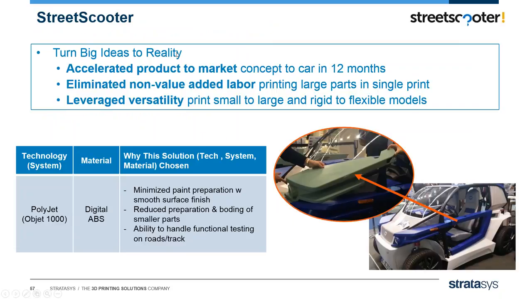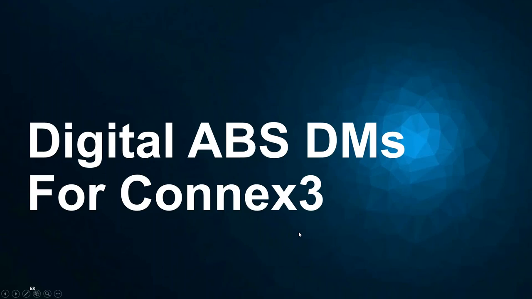Another nice story is the Street Scooter story. You have already seen this car 2 and 3 years ago at our exhibition in Frankfurt. Why did they use these printed parts? The whole chassis here is more or less printed for the first two cars in digital ABS green. This accelerated the product to market, eliminated non-value-added labor, and shortened the time to have these parts ready. After a lacquering and sanding process, those parts look the same as the original automotive parts for this car.